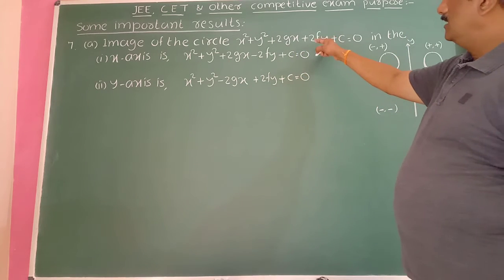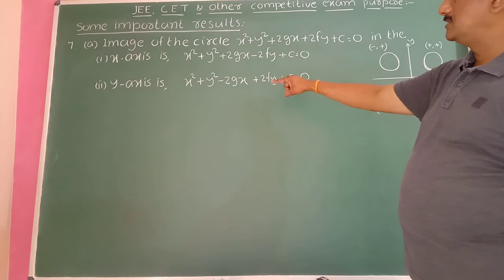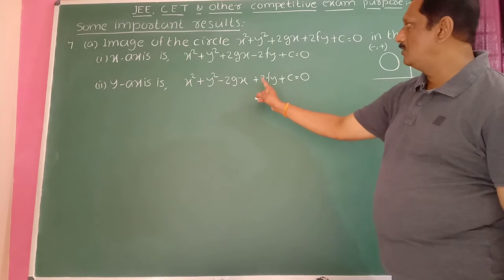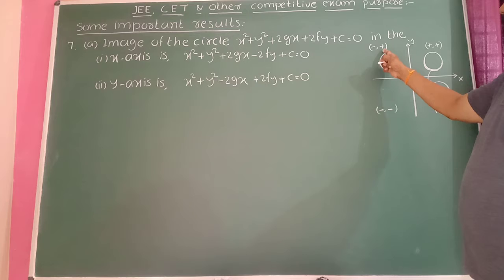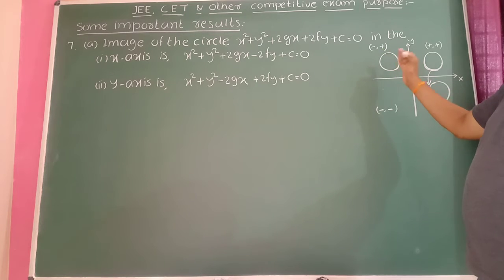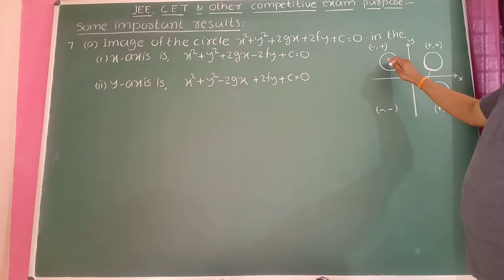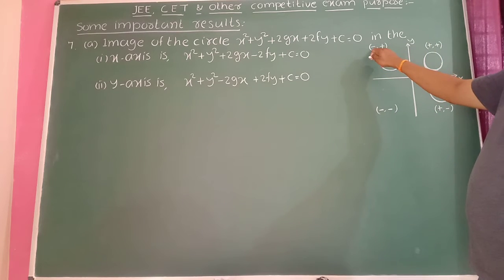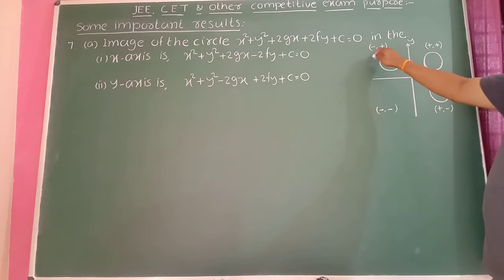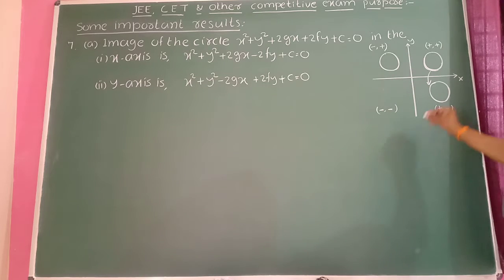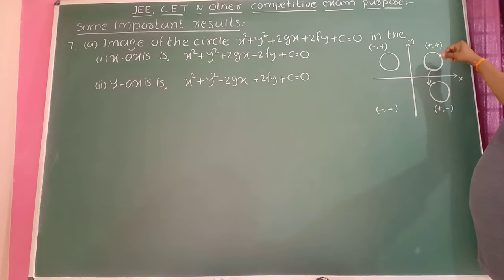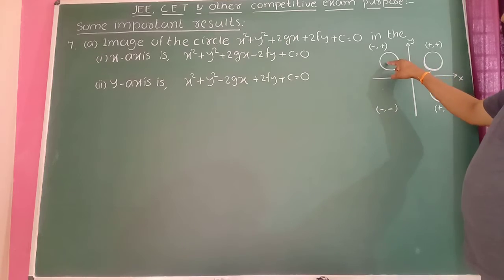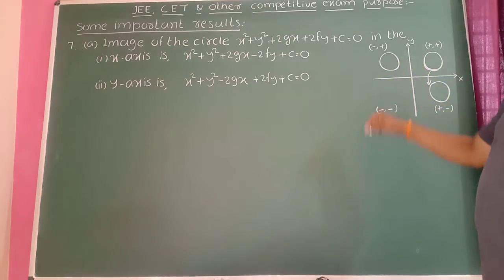Similarly, its image in the y axis is this here. So x negative, y positive means it is in the second quadrant. Its image is in the second quadrant. Image in the Y axis means in the second quadrant, X negative, Y positive here. So this is the image of the circle in the X axis. This is the image of the circle in the Y axis here.